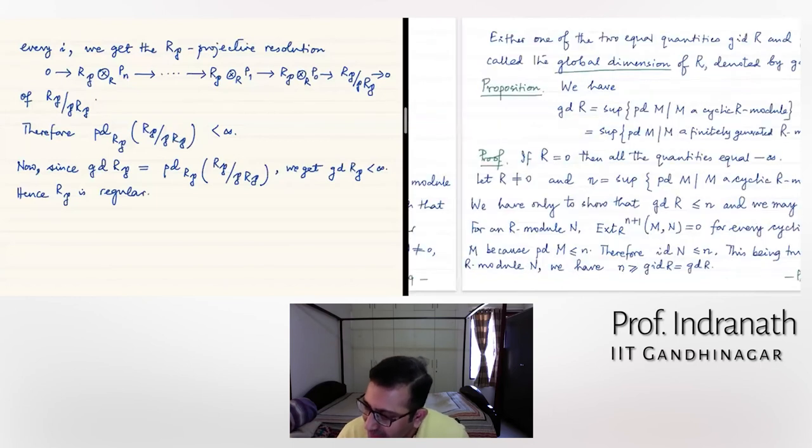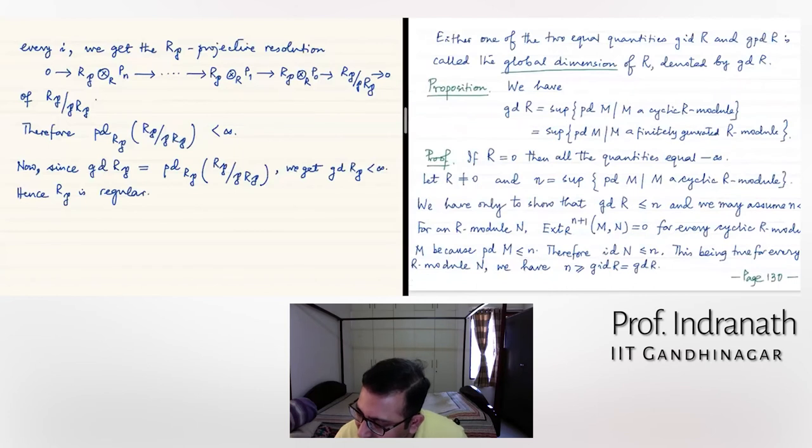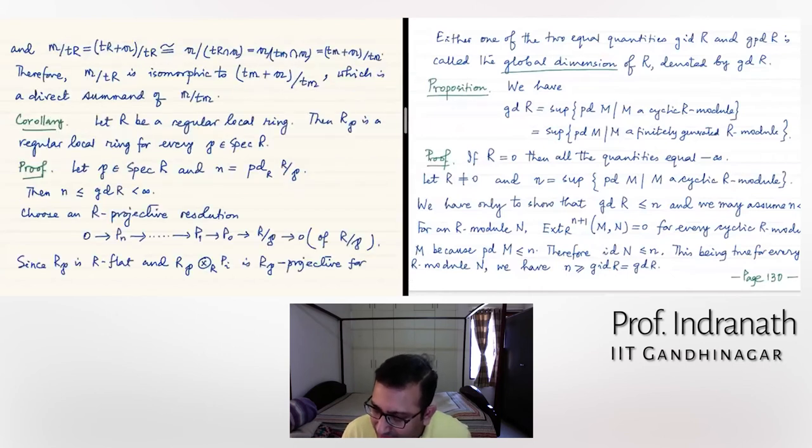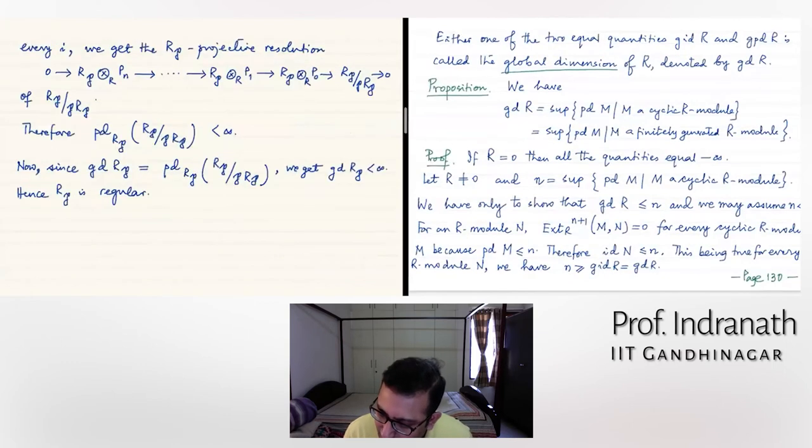And then you have this result that you can further specialize and things like that, but we don't need it right now. We just need this much, that the projective dimension is finite, and therefore projective dimension is equal to global dimension. Therefore, global dimension is finite, and it's an equivalent condition for a ring to be regular local, and therefore you have the result. Okay, how is that useful?